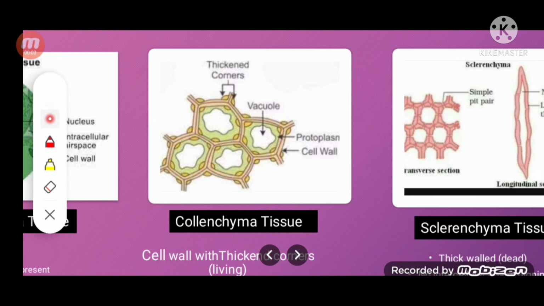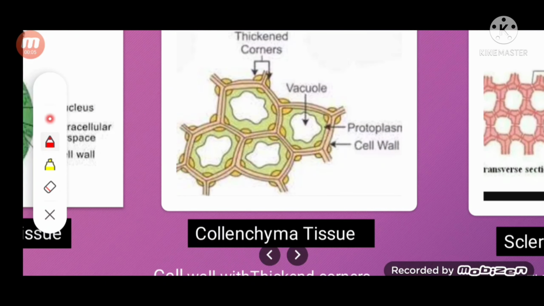Now let us have a look at the cells of collenchyma tissue. So don't get confused between chlorenchyma and collenchyma. Chlorenchyma is a category of parenchyma tissue and this is collenchyma tissue.